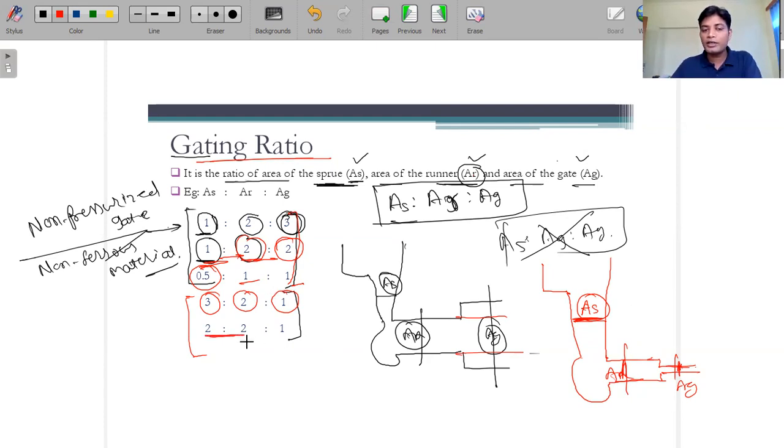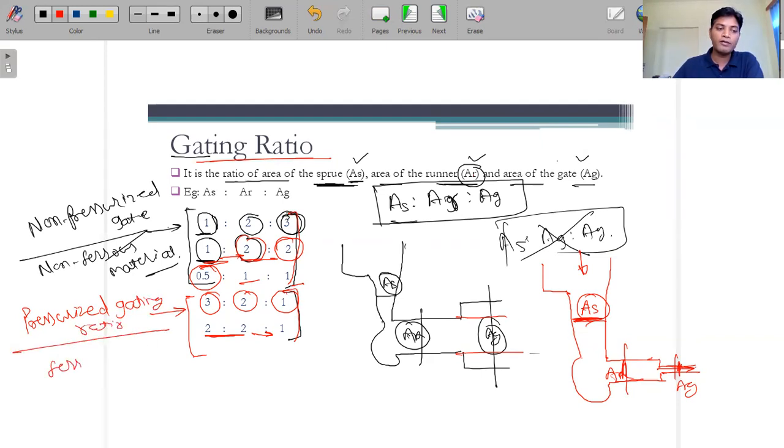Here you can also keep equal areas, but it should become lesser at the end, because for the high density material that we are depositing, we need a high velocity to push it. So that's why we are using this combination, As, Ar and Ag. This is applicable for the pressurized gate, we call it the pressurized gating ratio, and it is applicable for ferrous material.